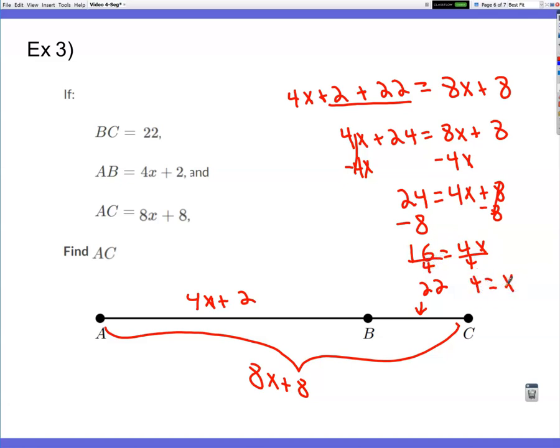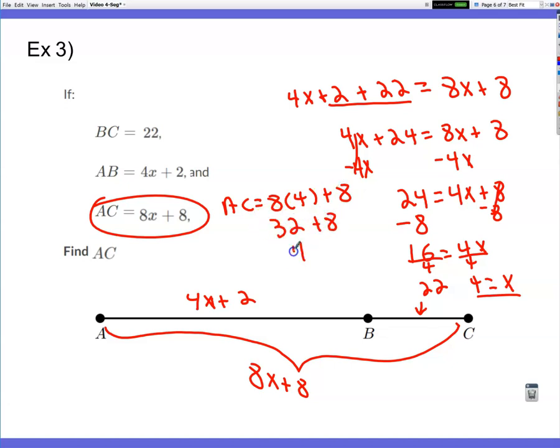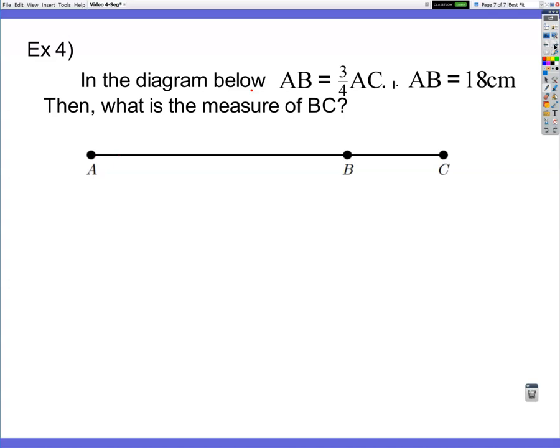Now, again, the question is not asking me for x, it's asking me to find AC. So I need to plug it back into AC. So AC is going to equal 8 times 4 plus 8. 8 times 4, I'm going to have 32, plus 8 is 40. And again, if you plug it back into AB and BC, your number should add up to 40. Always make sure of that. All right, so now let's do the last problem.